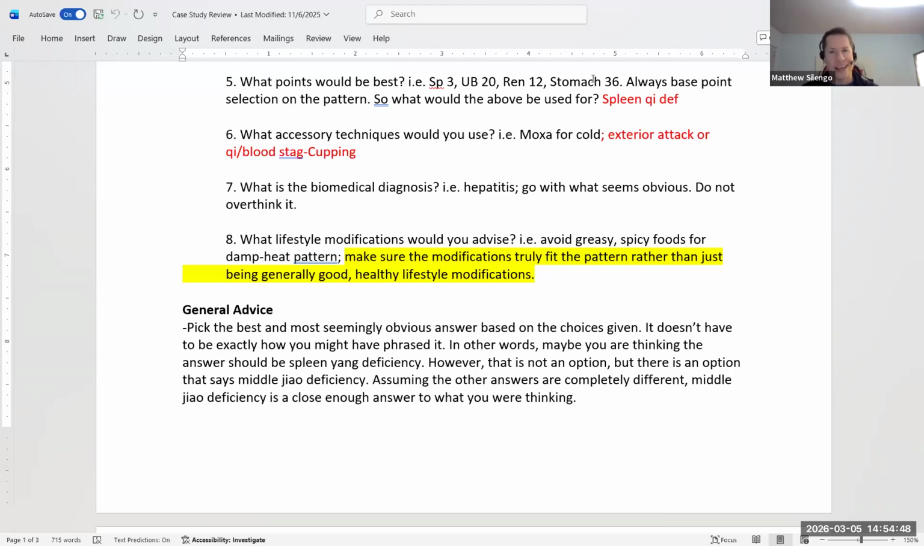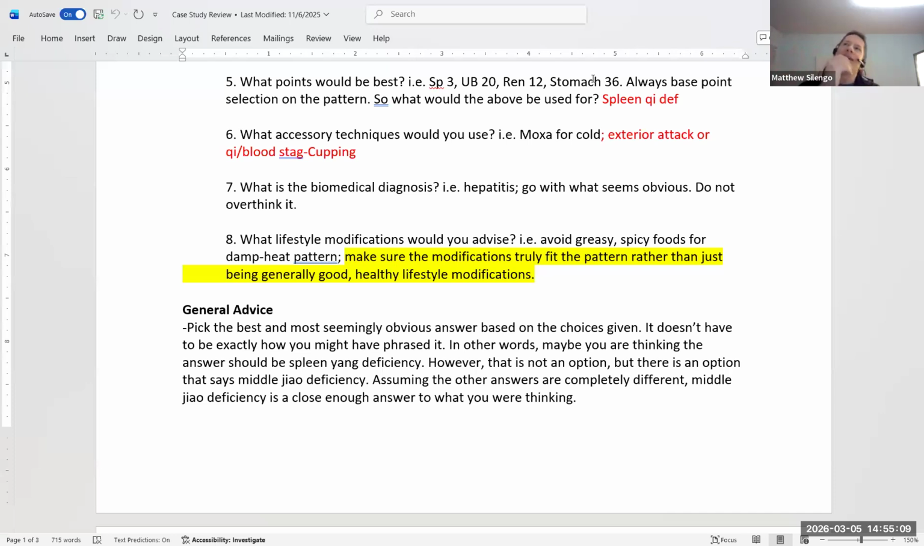And don't overthink it. Generally speaking, in the back of your mind, even if they don't ask for it, you have to assess what pattern am I treating? And then look for the combination where the points best match that pattern. And don't think too out of the box. Don't try to justify points that don't really make sense.